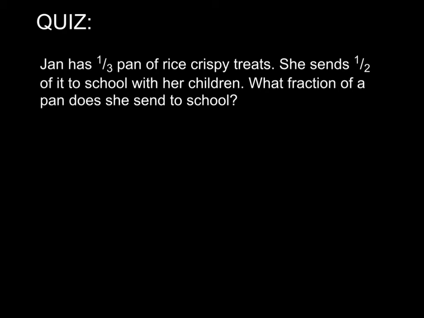Here is our first quiz problem. Jan has 1/3 of a pan of Rice Krispie treats. She sends 1/2 of it to school with her children. What fraction of a pan does she send to school? You can go back to the last slide and review how to do the rectangular fraction model if you need to. Of course, you can't draw the rectangular fraction model on the quiz, but I'd like you to draw one and then use that to answer the quiz problem.